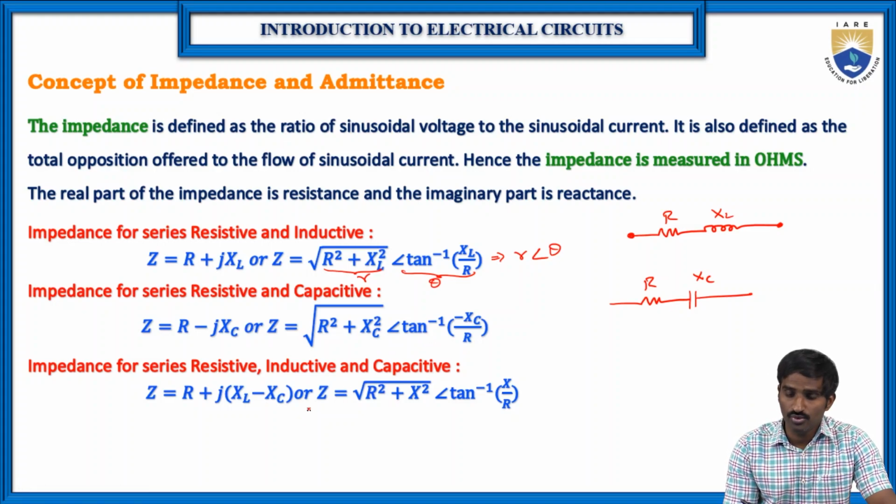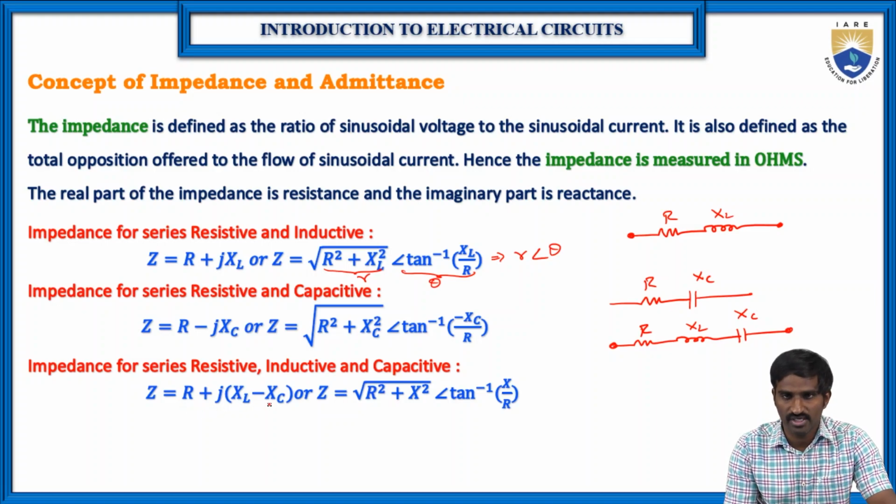Suppose the three elements are there: the resistor, the inductor and the capacitor. Here the resistance is R, the inductive reactance is XL and the capacitive reactance is XC. Then the total impedance across these three elements is Z is equal to R plus J into XL minus XC.